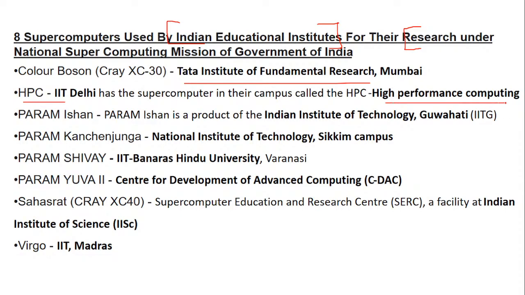Now, what is the advantage of this high performance computing? All the complex calculations and everything are made at a very high speed and in an easy form. I mean to say in a fraction of seconds. Param Ishan is a project of Indian Institute of Technology, Guwahati. Param Kanchenjunga, that is National Institute of Technology, Sikkim. Param Shivay, IIT Banaras Hindu University. Param Yuva, that is Centre for Development of Advanced Computing. SahasraT, that is Cray XC40, Supercomputer Education and Research Centre by Indian Institute of Science. And Virgo, that is by IIT Madras.